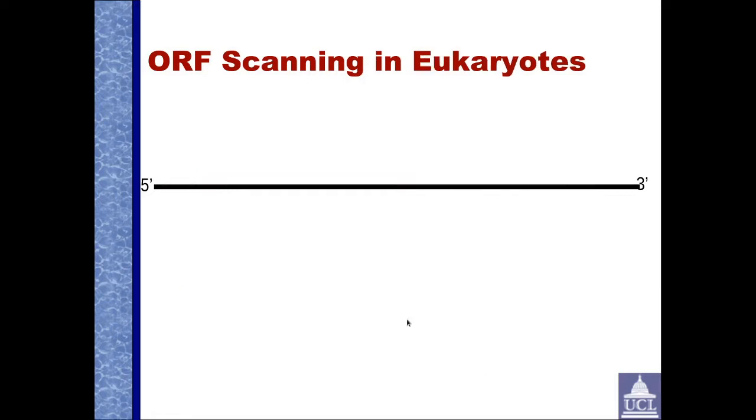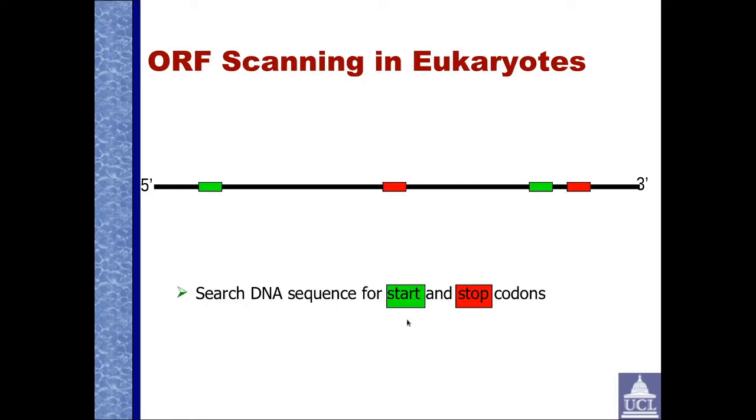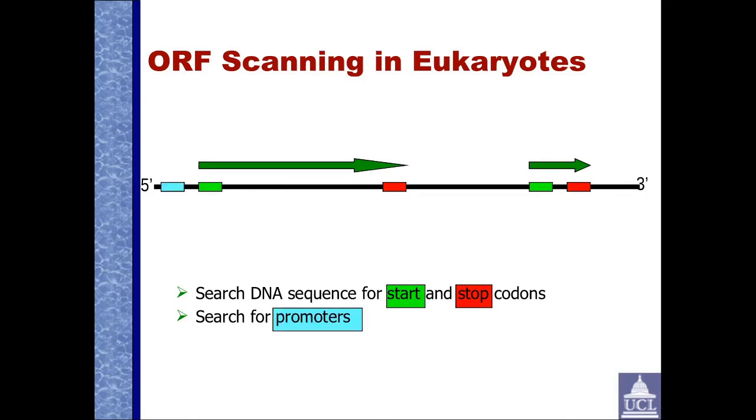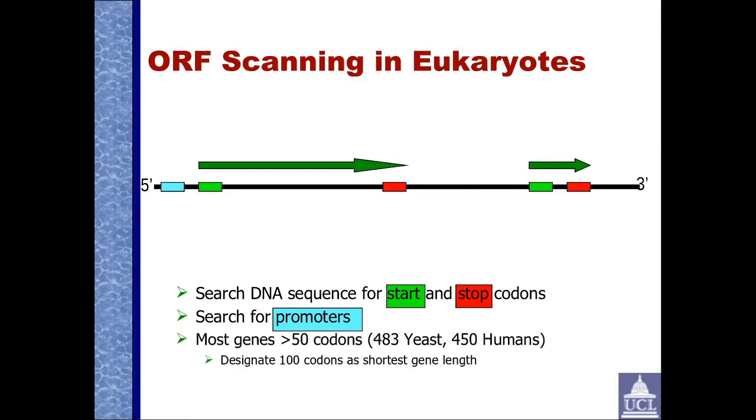In eukaryotes, things are much more complicated. So if we start with a similar sort of scenario and we search the DNA sequence for start and stop codons, and then we can assume that those are open reading frames, we can then search for promoters as we did before and make the same sort of rule that most genes are at least 50 codons long. So we would throw away that second potential open reading frame.